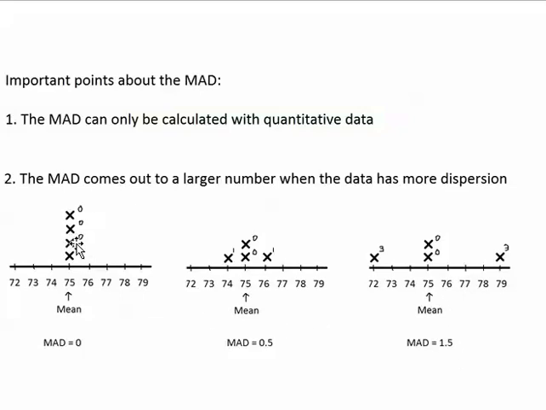Overall, when the data set gets more dispersion, the distances become larger overall, and the mean of those distances comes out to a larger number. That's why the MAD increases.